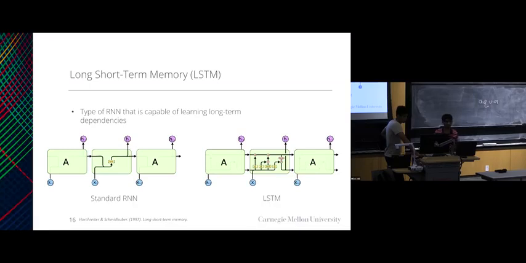So to resolve this problem, there was a network architecture called the LSTM, which stands for Long Short-Term Memory. It was invented in 1997. And it's a type of RNN that uses a lot more complexity within the hidden state to capture much more complicated relationships.